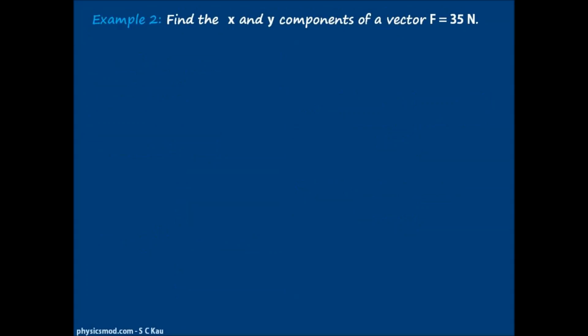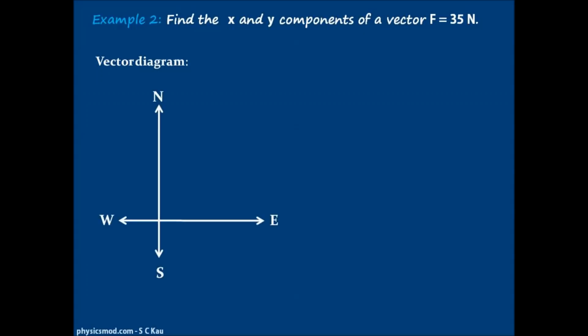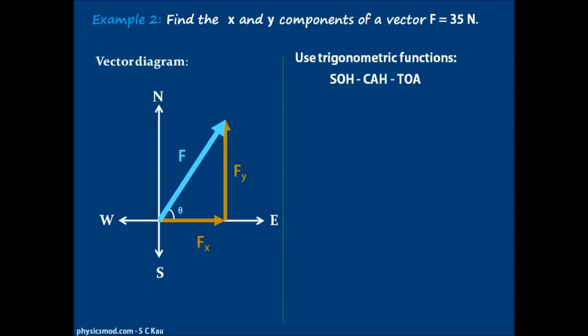Next example, find the x and y components of a vector F. In the vector diagram, it's shown that F is 57 degrees north of east with its x and y components Fx and Fy. Before we proceed, let's review our trigonometric functions, SOHCAHTOA.